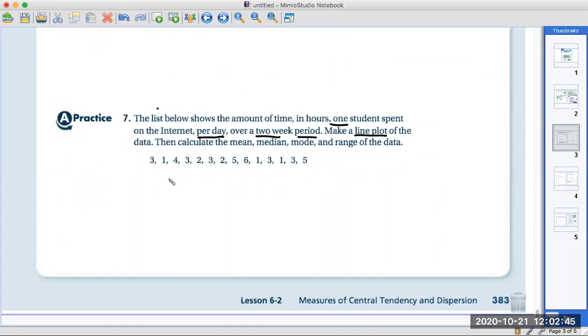I always like starting by putting the numbers in order. So that's a good habit. And when you put them in order, you want to cross them out as you go. And put a comma. Otherwise, you don't know if it's 1 or 11 or 111.